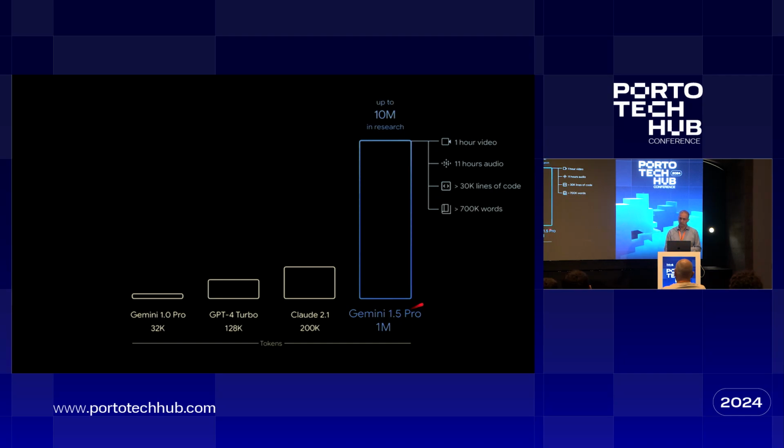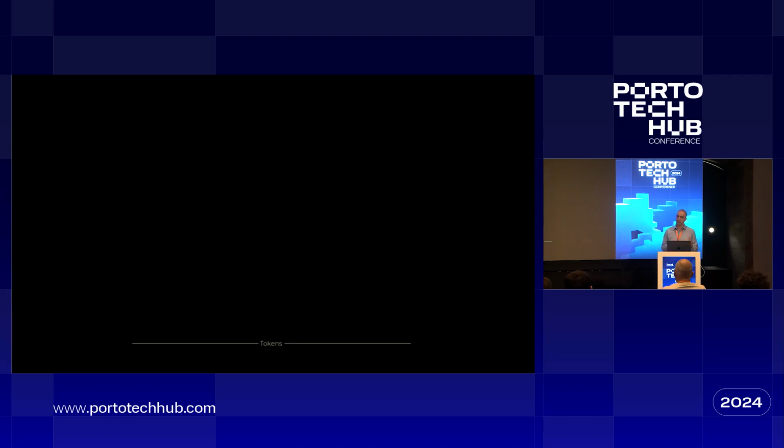multiplied by 2. But what that means is that you can send 2 hours of video, 22 hours of audio, 60,000 lines of code all at once, and Gemini will reason through that and give you answers. So that enables you to do a lot of interesting things.